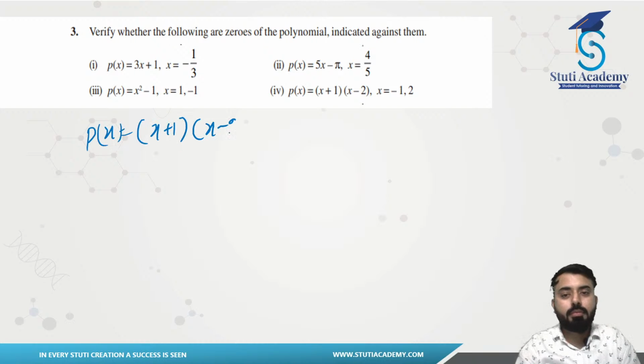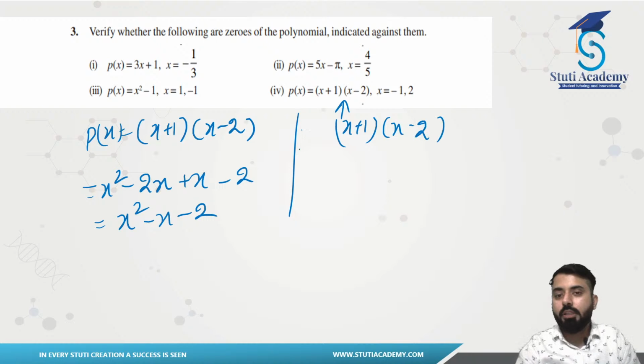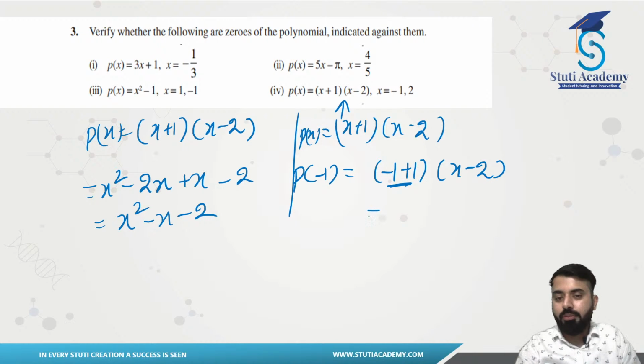Let's see. x minus 2. If I just replace it here, x square minus 2x plus x and negative 2, so this will be x square minus x minus 2, right? So if I substitute negative 1, what will it be? If you put it as it is here, then your answer will be 0. See, if I put it here, x plus 1 and x minus 2, this is my p of x. So p of minus 1 will be minus 1 plus 1, x minus 2. So you guys see this is 0, so your answer will be 0. Although if you put it in the expanded form, it will be 1 minus 1 minus 2, so it will be minus 2.